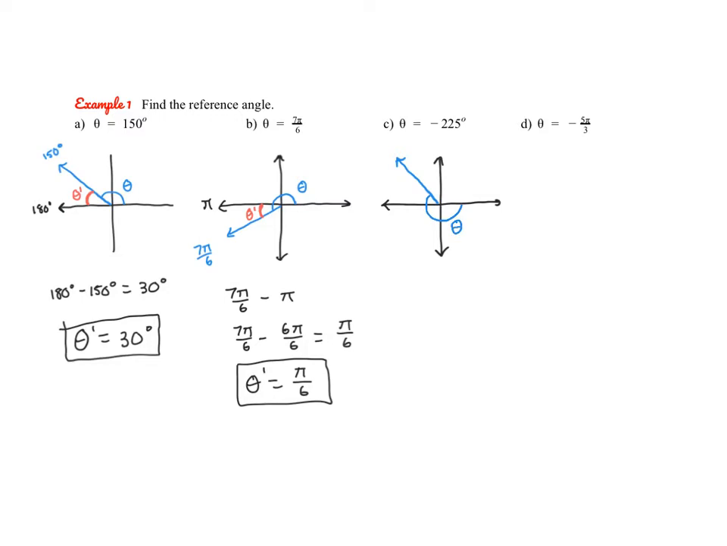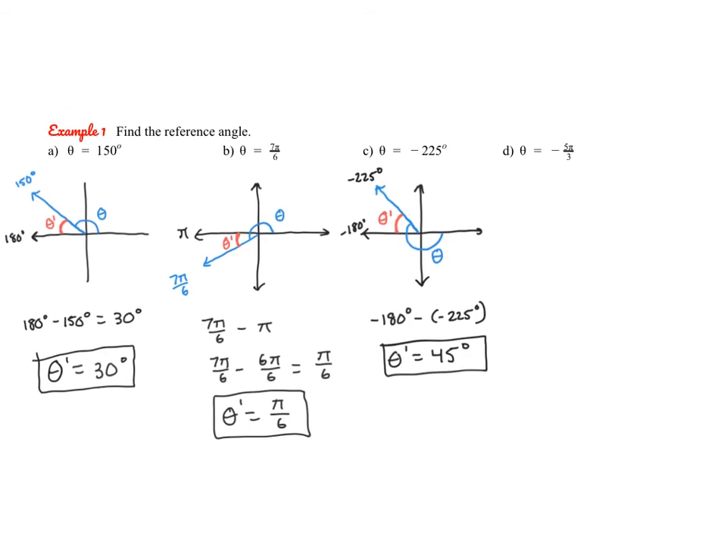But again, we want our reference angle, which is the distance to the closest x-axis. So I take my angle and connect it to the closest x-axis. This distance is our reference angle. This is negative 225 degrees, and this would be negative 180. So we find the distance between these two angles: negative 180 minus negative 225, and we get 45 degrees. So theta prime equals 45 degrees. That's our reference angle.